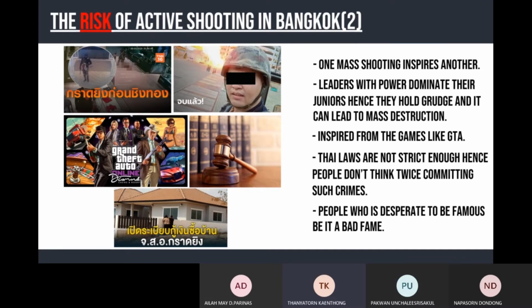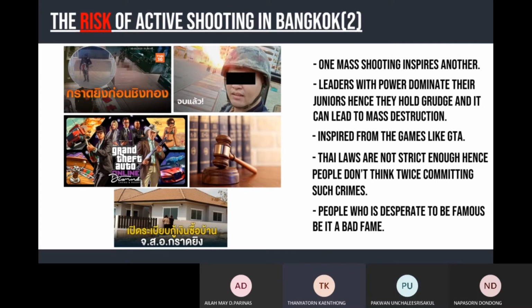And next, leaders with power dominate their juniors, hence they hold grudges and it can lead to mass destruction. We found medium from the risk analysis. In Thailand, leaders are often oppressive henchmen and have the power to collect many weapons, and people will give a weapon to the leader by objective in the bad way.